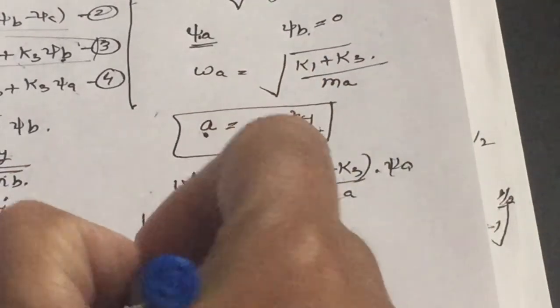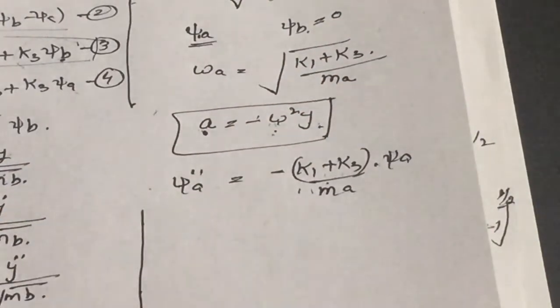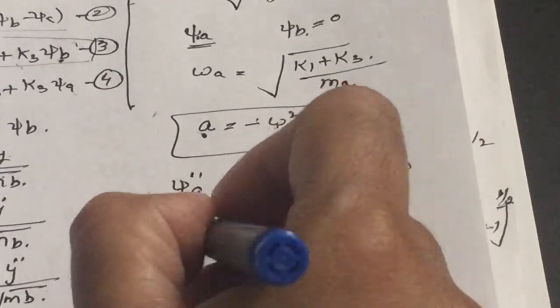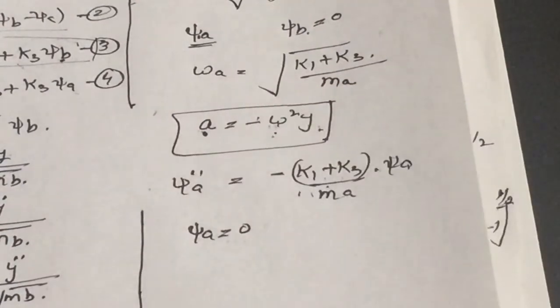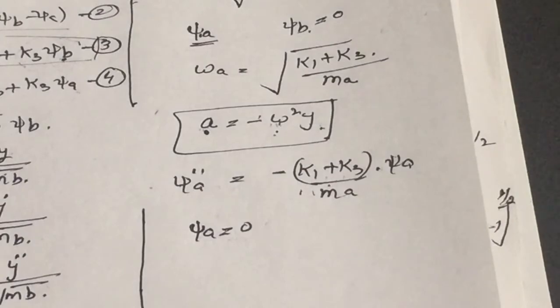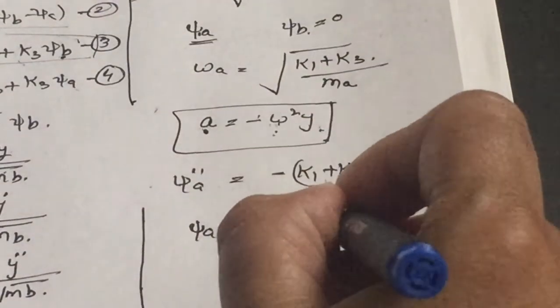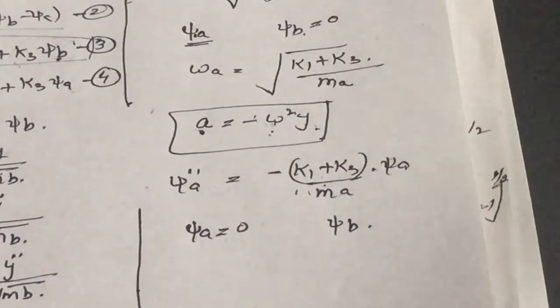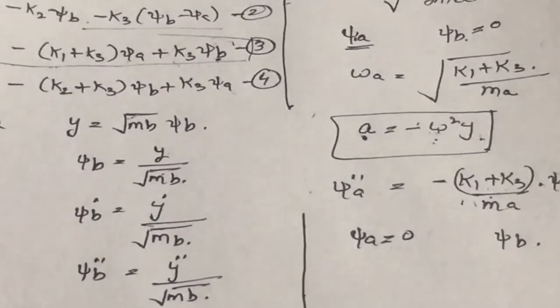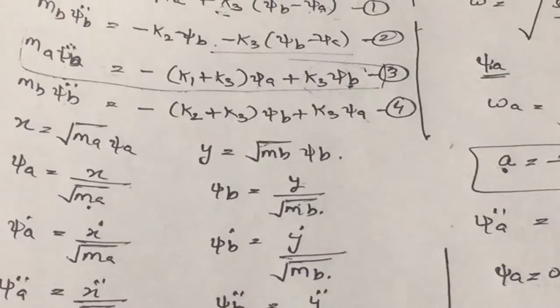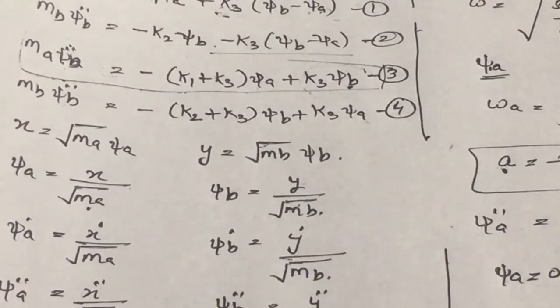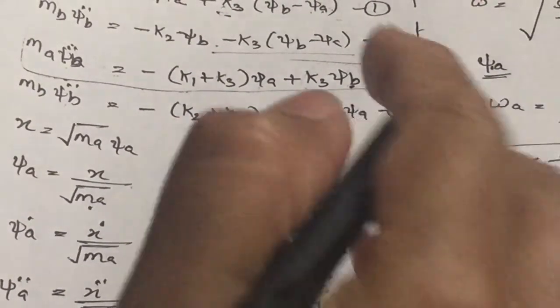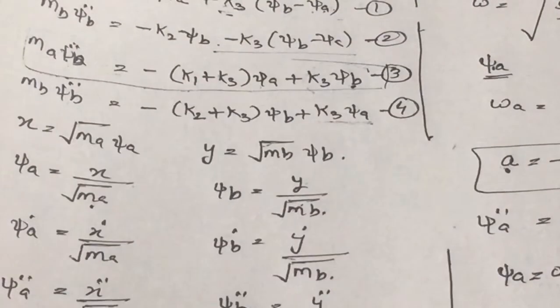Similarly, we can find out for the other one. If we reverse the condition, now we are substituting psi a is equal to 0. It means the first particle is not in motion and the second particle has a displacement of psi b. Then what will be the angular velocity? Now again use your equation number 4. From equation number 4, what will you get if you put psi a is equal to 0? You will get this term is equal to 0.